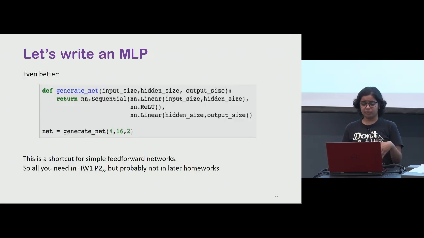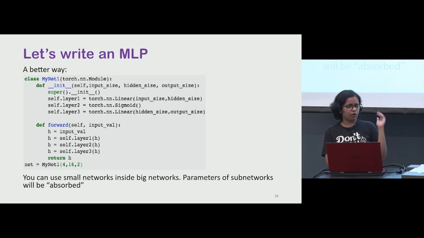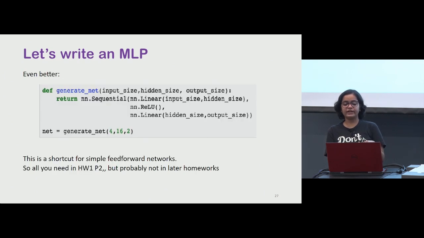And an even better way of writing it is, on the previous slide, we see that in the forward function, we are passing the input sequentially through the layers that we've defined. Whereas in this, if we wrap it in an nn.Sequential module, that is done for us automatically. You don't have to define it in the forward function. So basically, nn.Sequential applies the layers one after the other in a sequential manner, and you don't have to explicitly do that.